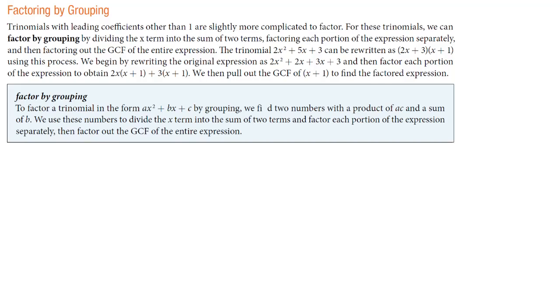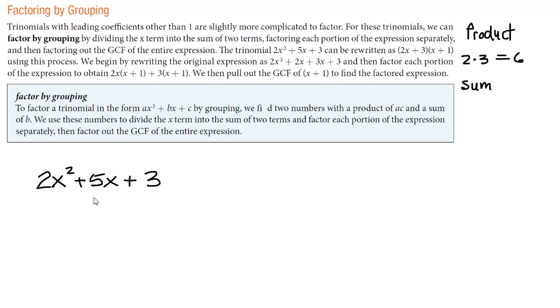Factoring by grouping. Trinomials with leading coefficients other than 1 are a little bit more complicated to factor. And for these trinomials, we can use factoring by grouping. We're going to use an example here. So if we have the trinomial 2x squared plus 5x plus 3, I want to think about the product of 2 and 3. So the product of 2 and 3, of course, is 6.